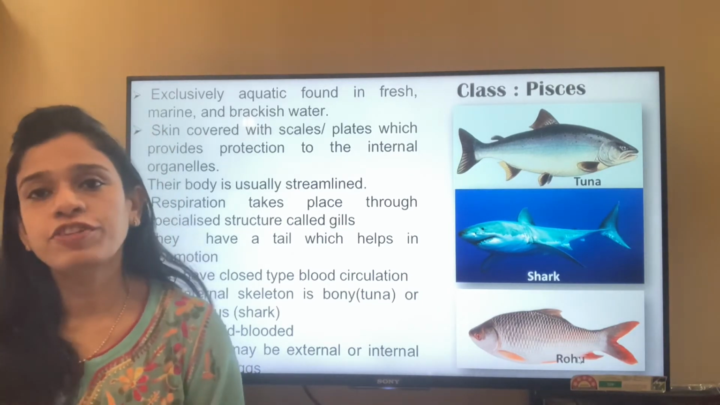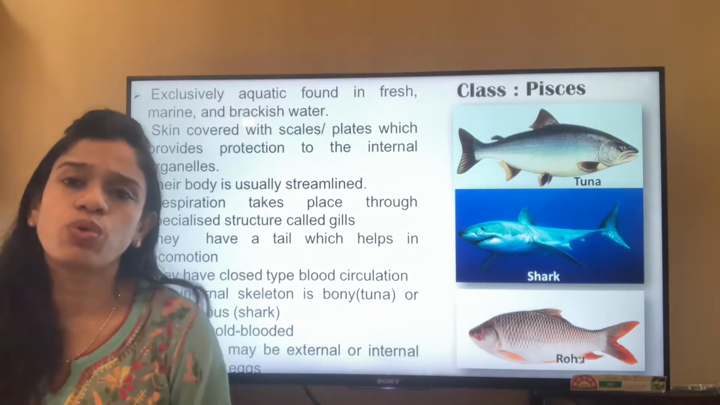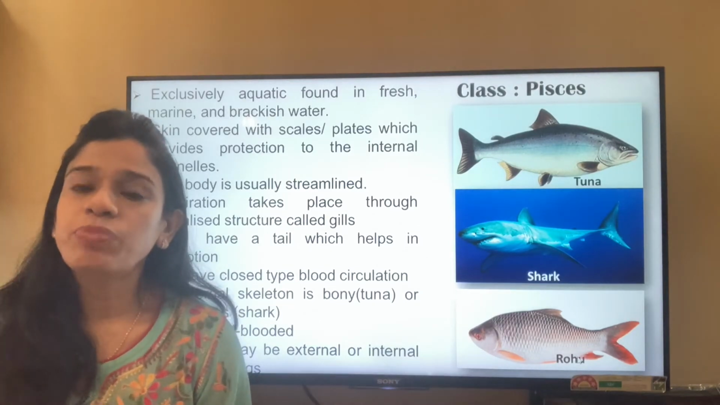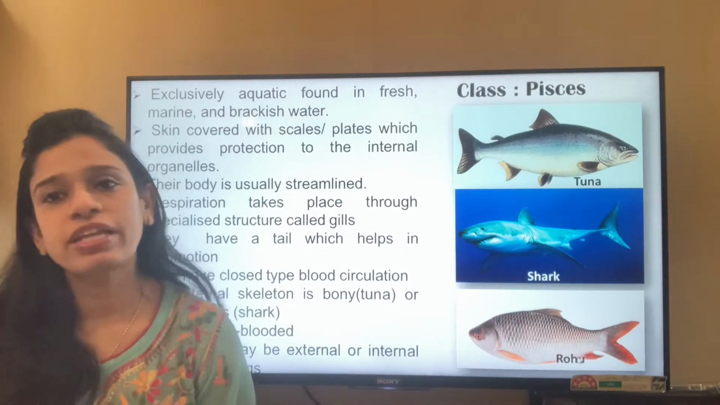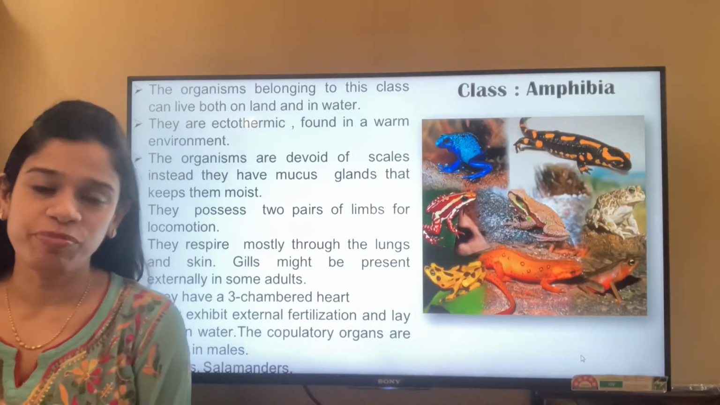So these are the features for the class Pisces. Examples can be tuna, shark, rohu, and various other fishes that we have, that being non-veg, they all will come under the class Pisces. Next is the class Amphibia.